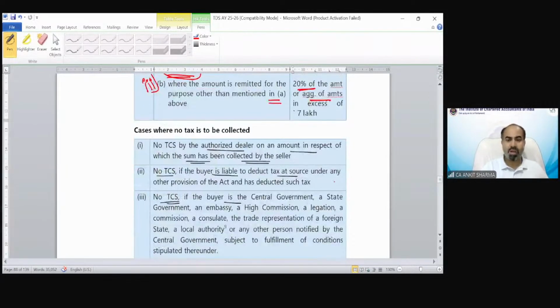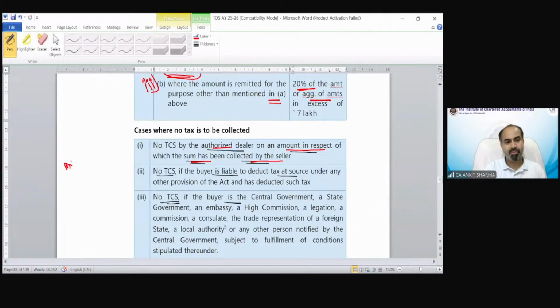Cases where no TCS is going to be collected. No TCS by the authorized dealer on an amount in respect of which the sum has been collected by the seller himself. Suppose in any of the above cases, if TCS has been collected by the seller directly, then that authorized dealer does not need to collect any TCS.